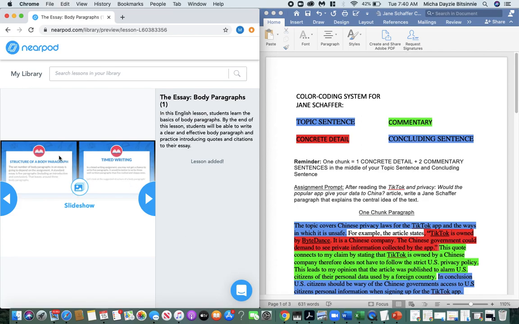It talks about how many body paragraphs there are in an essay, what it looks like for time writing, what a topic sentence is, and so on. So you want to go through the Nearpod on the body paragraphs before you complete your homework on the Jane Schaffer body paragraph.